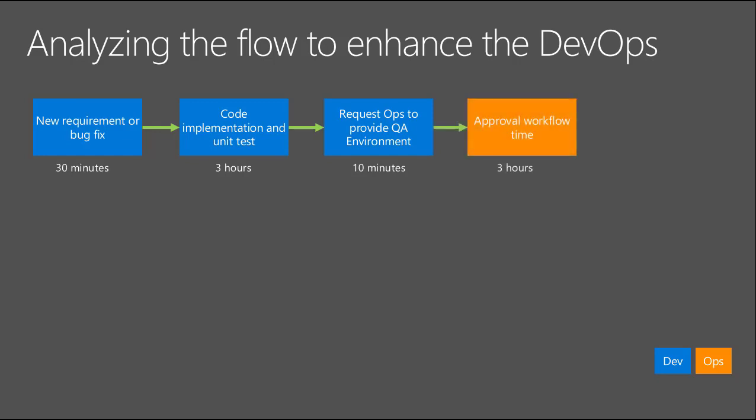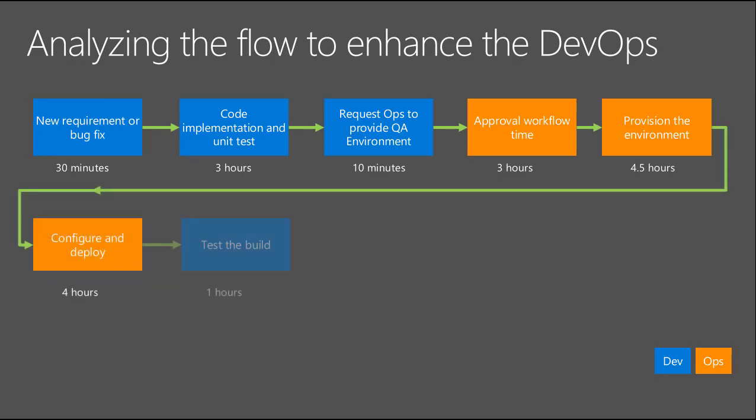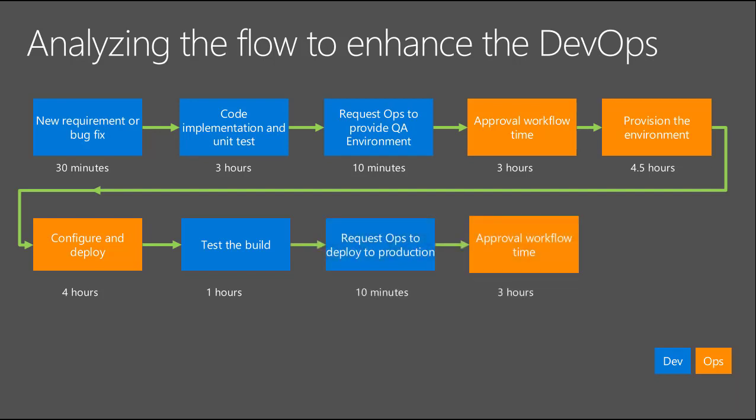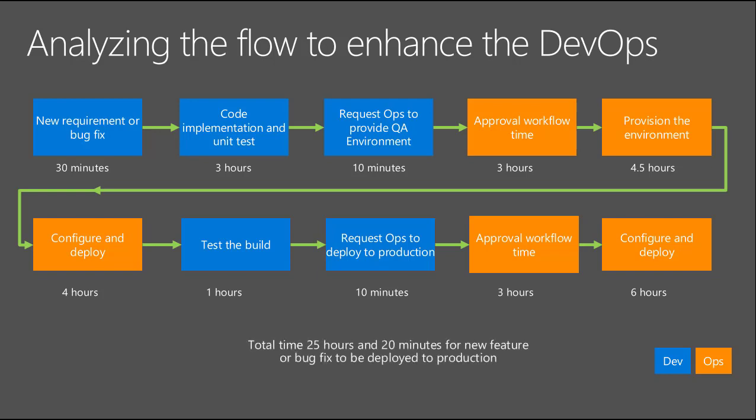Then approval workflow to have the environment created. Then provision the environment, configure and deploy the application, test and build, request operation to deploy to the production, including the approval workflow time, configure and deploy to production. So we start understanding the complete life cycle, how long it will take.